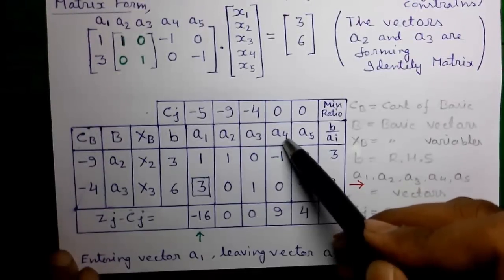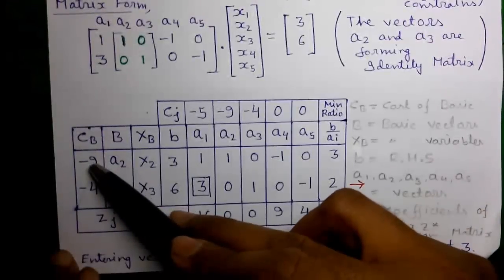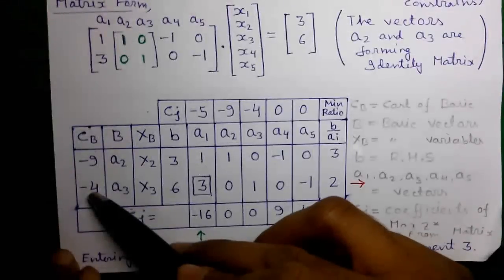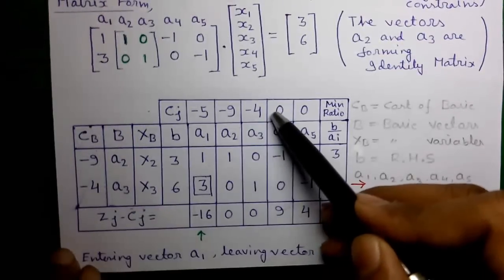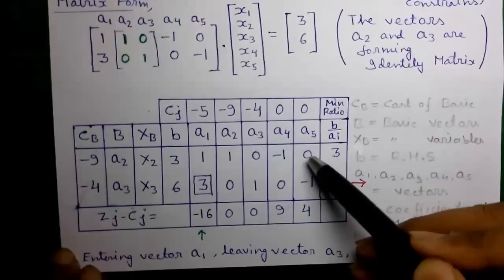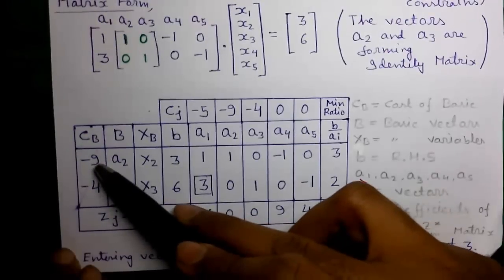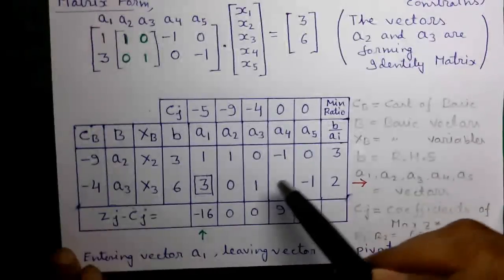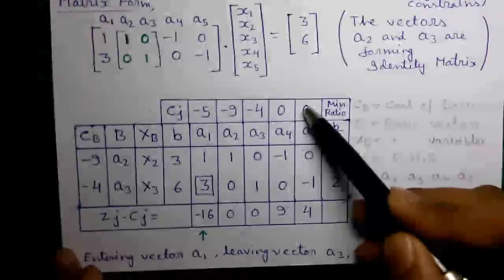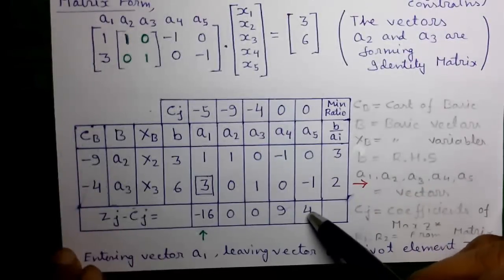Next for a4, minus 1 into minus 9 is plus 9, plus 0 into minus 4 is 0, minus 0. So plus 9 is written here. And for a5, 0 into minus 9 is 0, plus minus 1 into minus 4 is plus 4, minus 0, so plus 4 is written here.